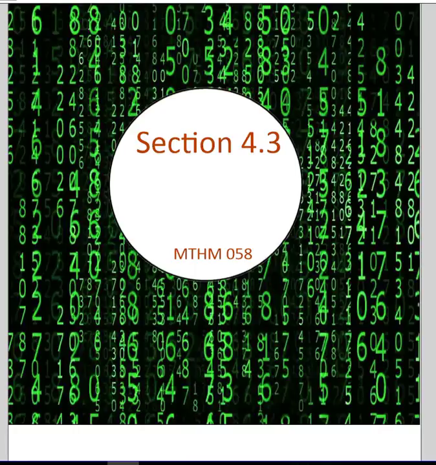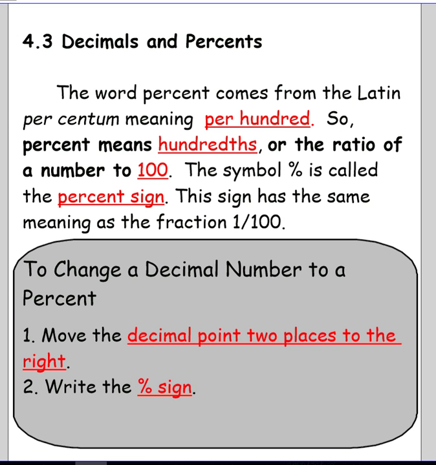Welcome back. We're going to be looking at 4.3 in this lesson. So this video is going to cover the decimal and percent section. The word percent actually has Latin roots, and the Latin word is percentum, which means per hundred. So percent means hundredths, or the ratio of a number to 100. And we know a ratio can be written as a fraction if we want to.